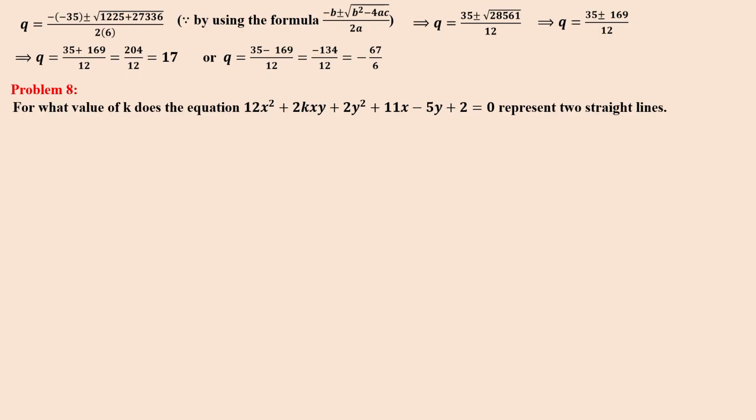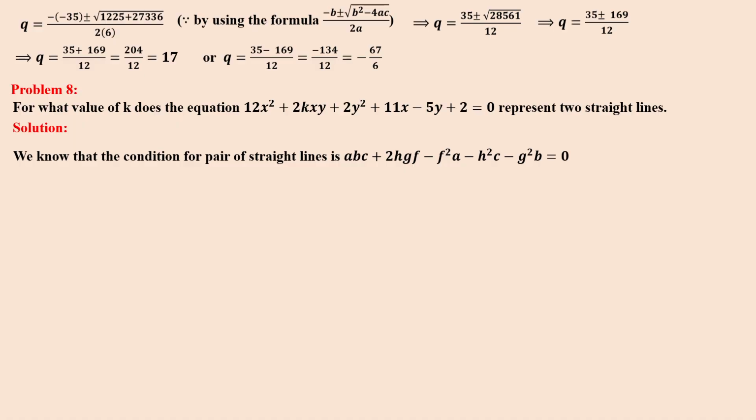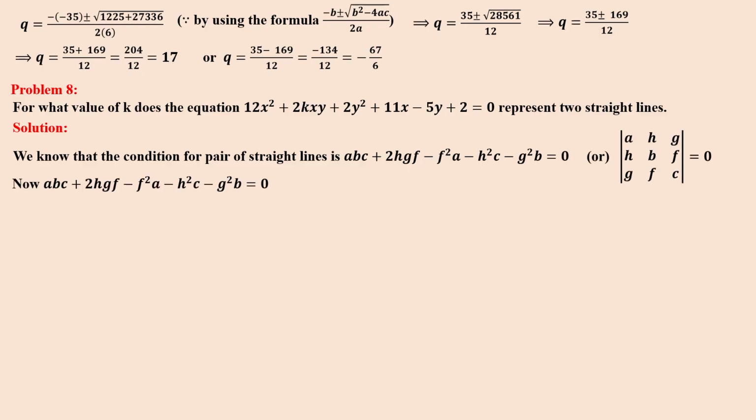That is why they have mentioned two straight lines. We know the condition: if ax² + 2hxy + by² + 2gx + 2fy + c = 0 represents a pair of straight lines, the condition is abc + 2fgh − f²a − g²b − h²c equal to 0. That condition we know, so it should satisfy that condition. Here the given equation is 12x² + 2kxy + 2y² + 11x − 5y + 2 = 0.